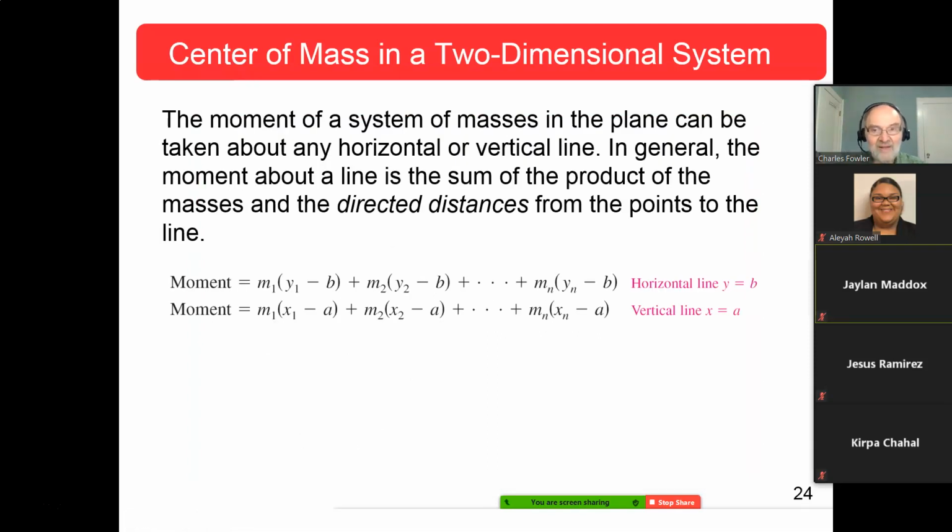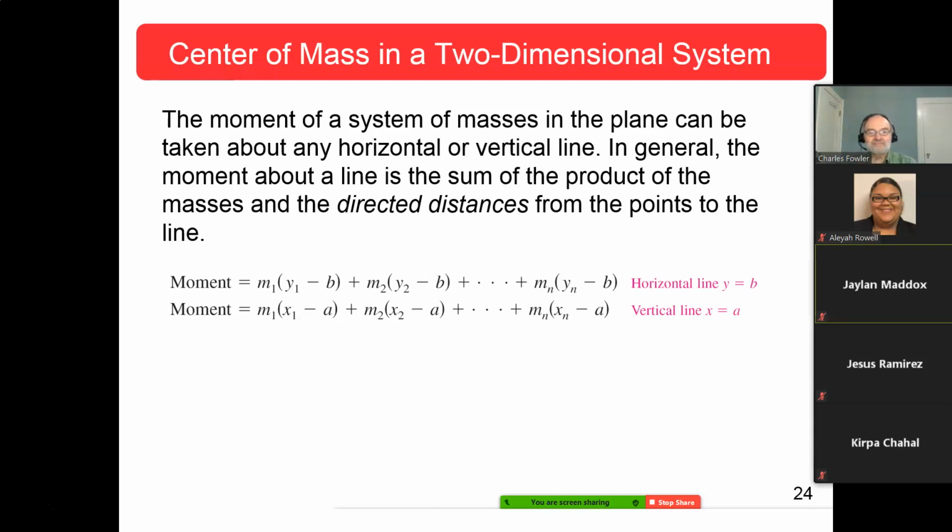Goodness, I'm running out of juice fast here. The moment of a system of masses in a plane can be taken about any horizontal or vertical line. It doesn't have to be the x-axis or the y-axis. In general, the moment about a line is the sum of the products of the masses and the directed distances from the points to that line.